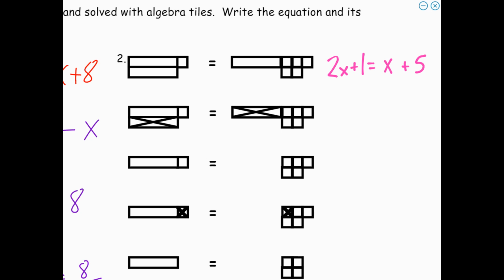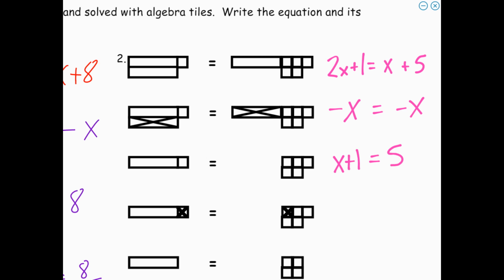All positives? So if I had my scale, I can cancel out. So what did I do? What's the big X on those showing me? Cancel out the x on the right side and the left side. So I canceled one x out on both sides. So what happened next? What do I have left there? x plus 1 equals 5.